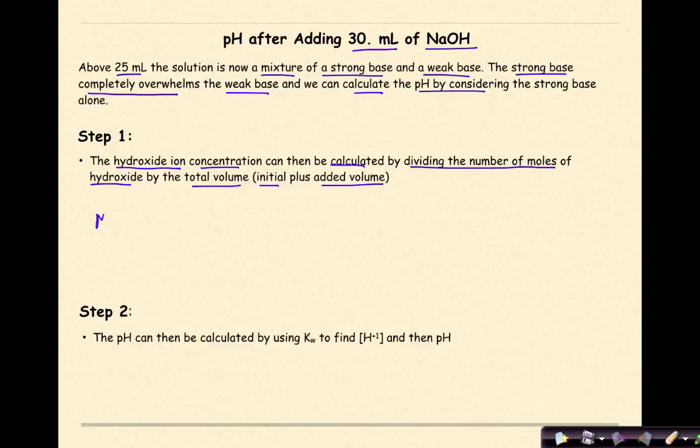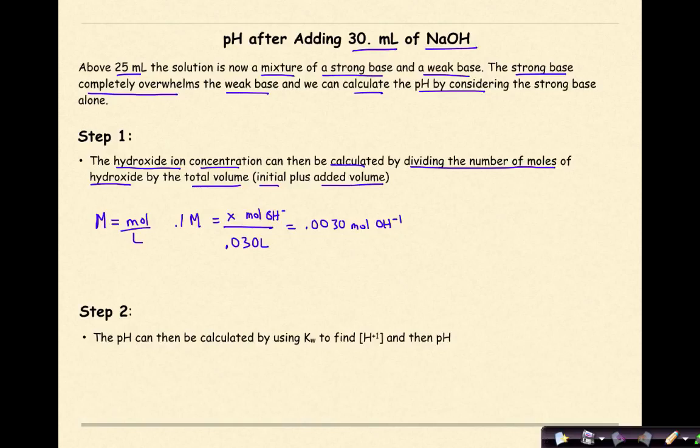So molarity is equal to moles over liters. The initial molarity of my base is 0.1 molar, and the amount of base that I have added is 0.030 liters. So again, I'm solving for moles of hydroxide ions that I have added. And if I do the math here, I have 0.0030 moles of hydroxide ions.